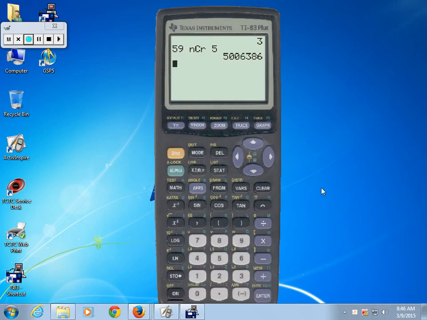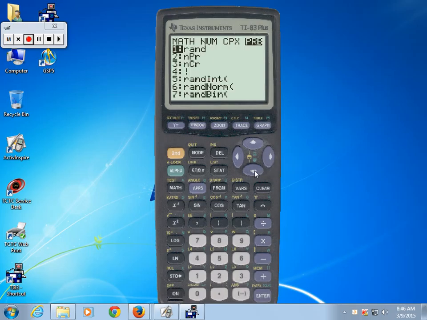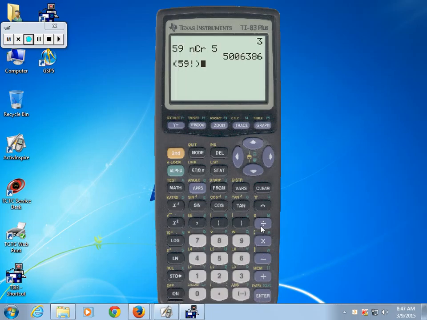Now, another way you can do it is by hand, and say 5 factorial. I'd do it in parentheses. Let's see, is it 59 factorial, if it'll even go that high? Math, I think your calculator will do 59 factorial. Divided by, parentheses, is it 54 factorial?